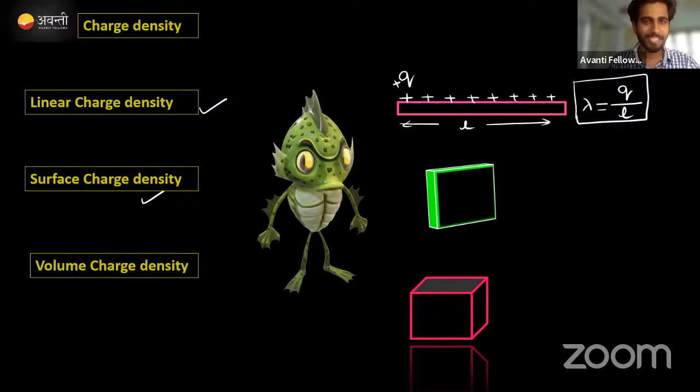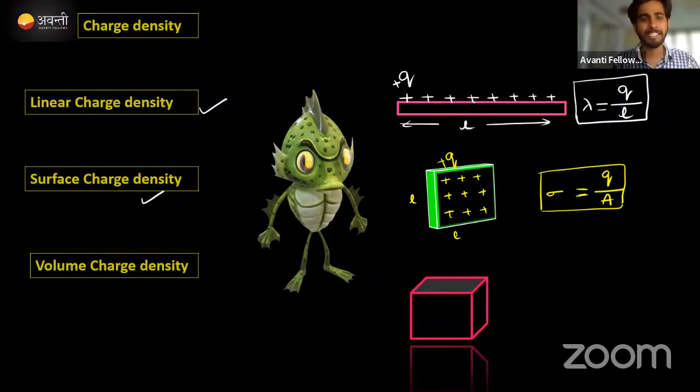Clear? Come to the next one: surface charge density. What is surface charge density? Surface means area, so it should have some area. Now in the second figure, if I distribute the same amount of charge on this surface, the total plus Q charge is present over the area, length into length. Here charge is distributed over the area. Now we define the density again like this: charge per unit area. It is represented with the letter sigma.